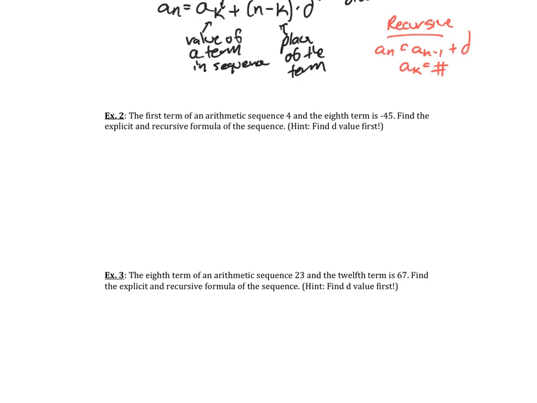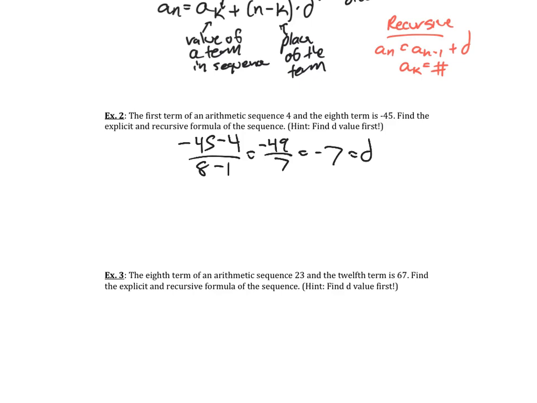Okay, so I'm going to start with the change in my terms, change in the number. So negative 45 minus 4. And just make sure you're consistent in the way you find them. If you put negative 45 first, make sure you put the place of that term first as well. So negative 45 was the 8th term, and 4 was the first term. So I get negative 45 minus 4 is negative 49 over 8 minus 1, which is 7. So I get negative 49 over 7, or negative 7. There's your D value. So now I'm going to use my formula for explicit.